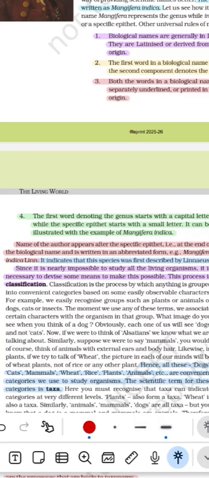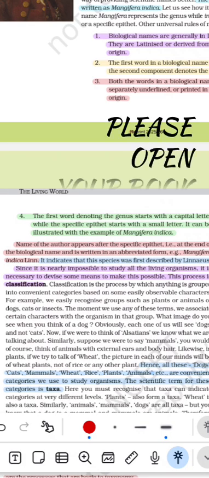It indicates that the species was first observed by Linnaeus. First observed by Linnaeus means that the species was discovered and named by Linnaeus. First identification and nomenclature is done by Linnaeus. Since it is nearly impossible to study all living organisms, it is necessary to devise some means to make this possible. This process is classification.